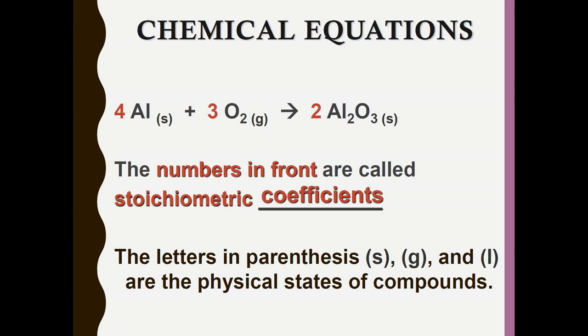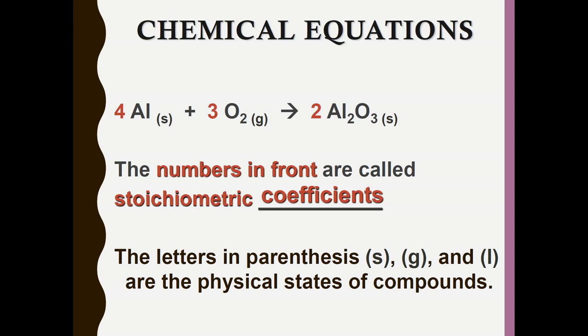Now, if I have aluminum and oxygen, it's going to form aluminum oxide. And the number, as you can see from the slide in the front, it says 4Al. It means 4 aluminums, 3 O2, 3 oxygens, and in the end, the product is 2 aluminum oxide. So the numbers in front are always called stoichiometric coefficients. They tell you the quantity, how much or how many of the same element that you're using in the equation.